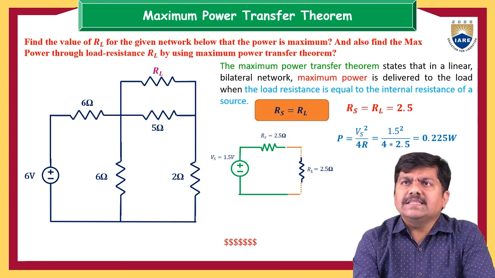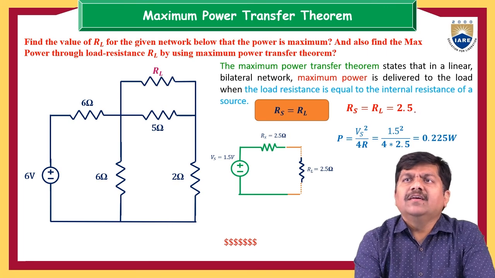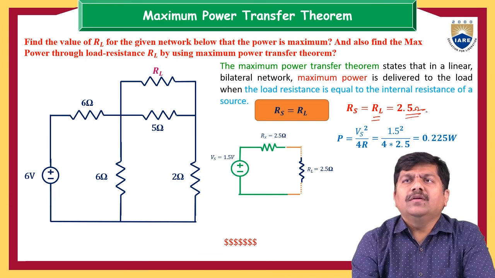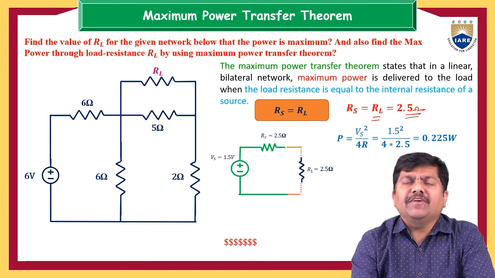This is the expression for maximum power, and this is the condition for seeing that maximum power. Based on this logic only, we determined the value of the load resistance, which is 2.5 ohm. Hope this problem has given good emphasis on the maximum power transfer theorem.